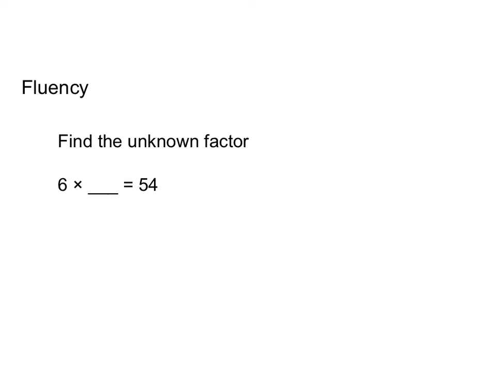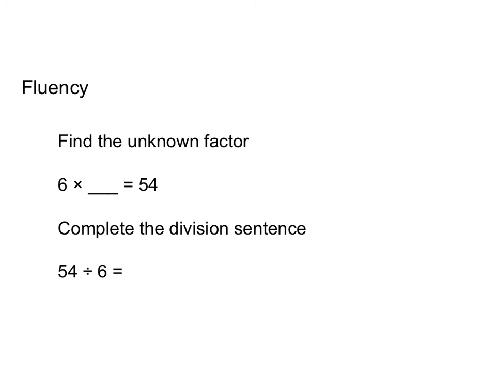Unknown factor, 6 times. What factor is 54? Well, 6 times 9 is equal to 54. And that's true on this page. And 54 divided by 6 is equal to 9. You should be seeing this pattern that we have 6 times 9 equals 54. So 54 divided by 6 equals 9. You see how they are sort of reciprocal here.